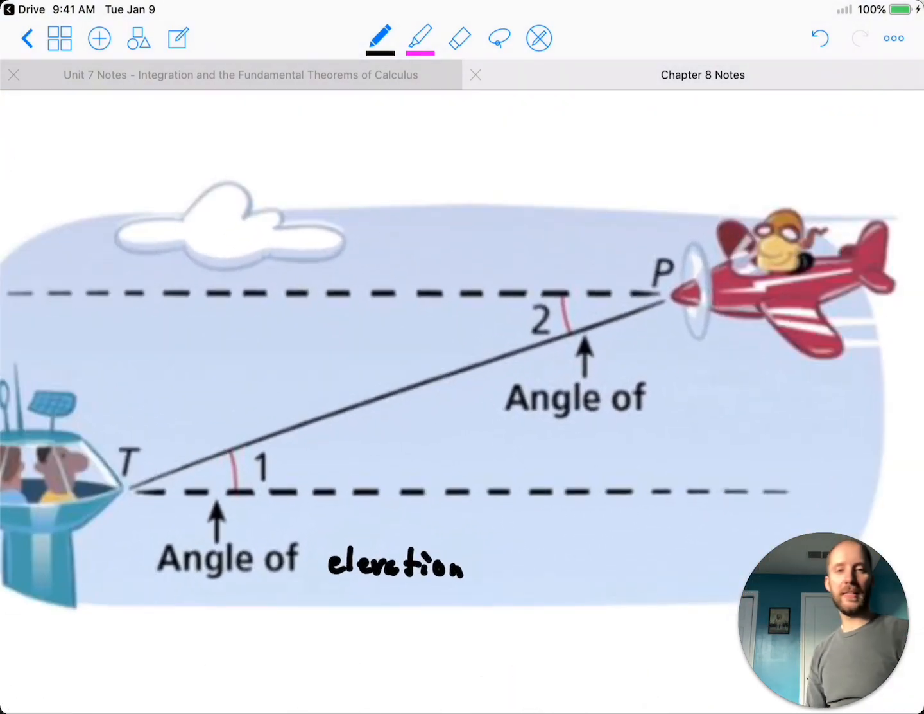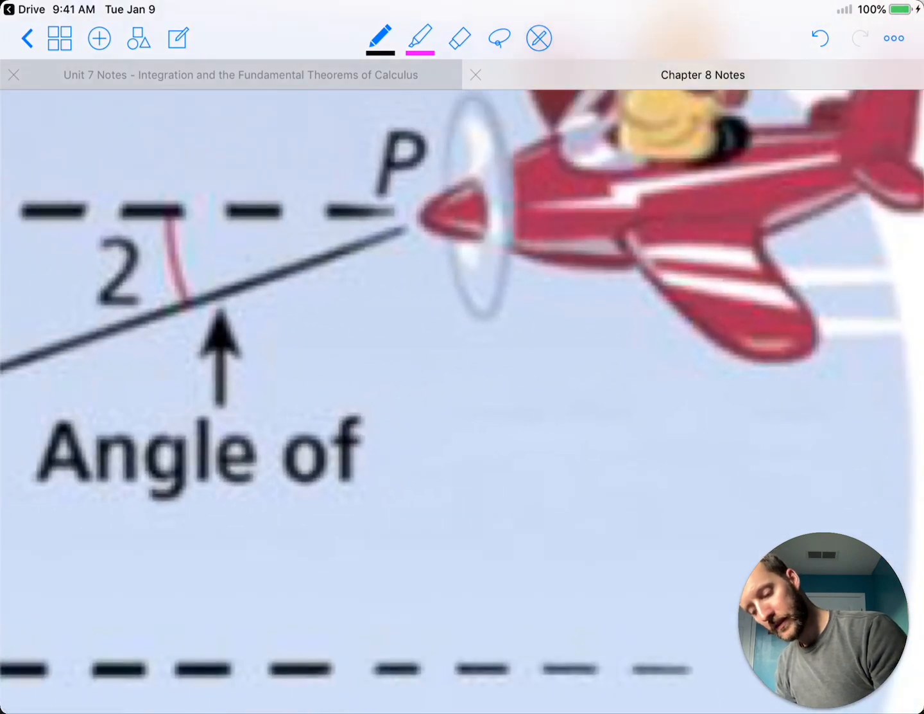The pilot looking straight ahead, that forms a horizontal line. The pilot, to look down at the control tower, has to depress their line of sight to look down. So the angle formed between the horizontal, if they're looking straight ahead, and then down, is an angle of depression.